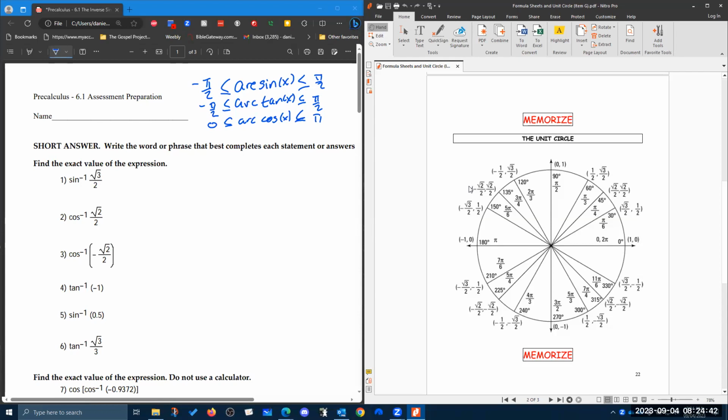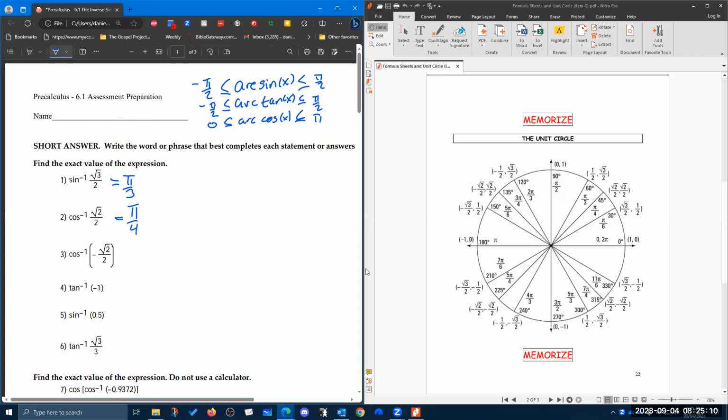All right, so let's look now. The sine value is a positive √3/2. So I need to look in quadrant 1 for where the sine value is a positive √3/2. And that is 60 degrees or pi over 3. I'm going to answer everything in radians here because it doesn't tell me to answer in degrees. A positive √2/2 is going to be 45 degrees, which is pi over 4 radians.